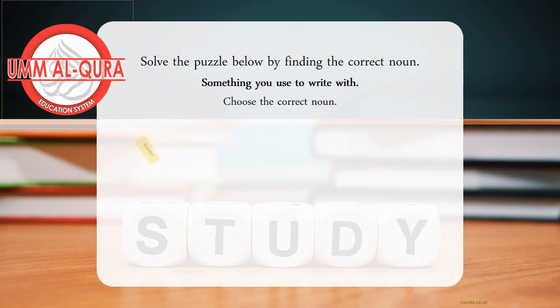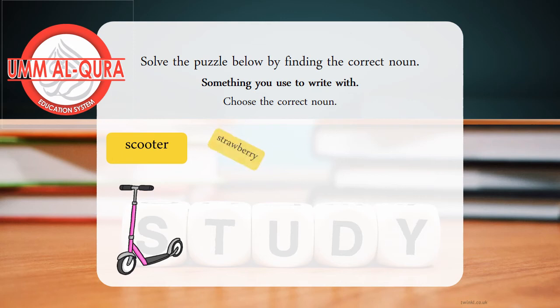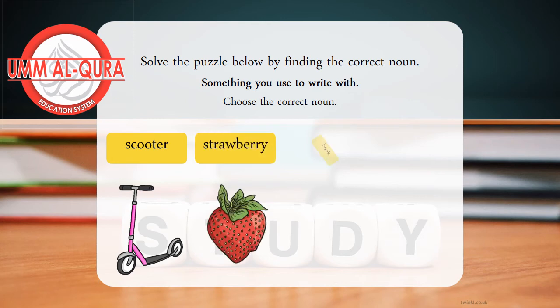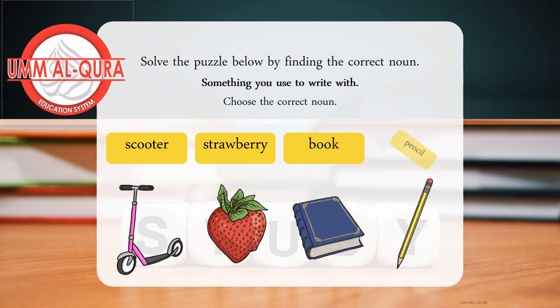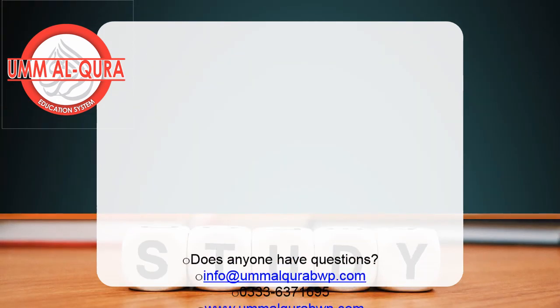Again, you have to find the correct answer or correct noun. Something you use to write with. Do you write with a scooter or a strawberry? Or do you take help from a book? Or do you use a pencil to write? What is the correct answer? Very good. It's a pencil to write.